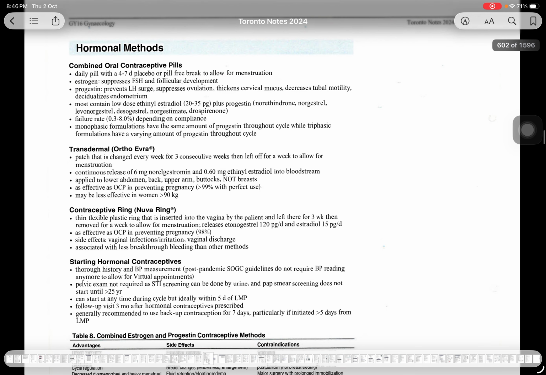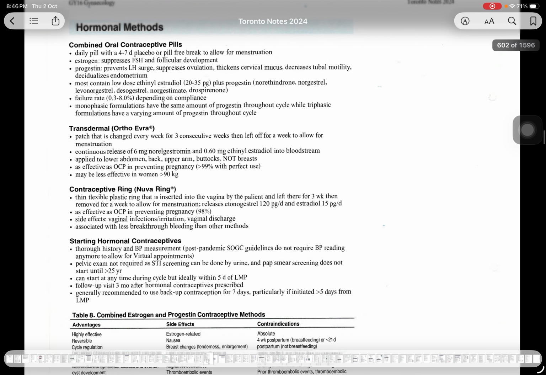Most contain low dose ethinyl estradiol, 20 to 35 micrograms, plus a progestin: norethindrone, norgestrel, levonorgestrel, desogestrel, norgestimate, or drospirenone. So these are different kinds of progestins. That's a combination, meaning a low dose of estrogen and a higher dose of progestin. Failure rate is 0.3 to 8% depending on compliance.